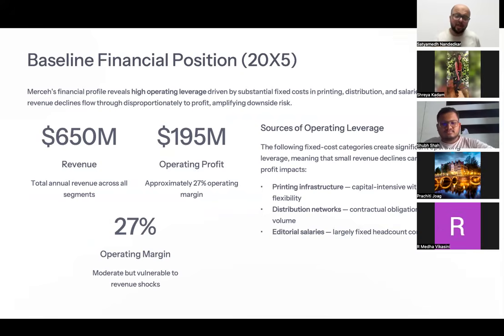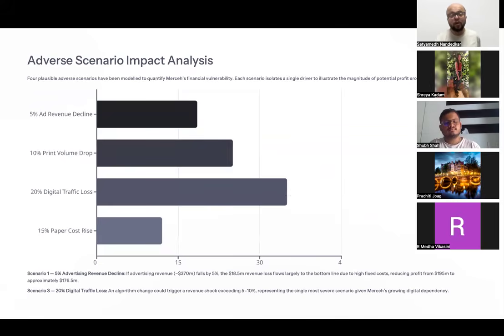Looking at some base financial data, the company's profile reveals high operating leverage driven by substantial fixed cost in printing, distribution, and salary. This is a given. It is given in the sense they have not specifically mentioned that fixed costs are high, but you know that you have in-house employees, and you do printing in-house, which means machines are also in-house. So naturally, fixed costs are high. And high fixed cost is source of high operating leverage. If you want to reduce that, maybe you should outsource the printing work. Maybe you should bring in more freelancers and get rid of fixed salary employees, so on and so forth.